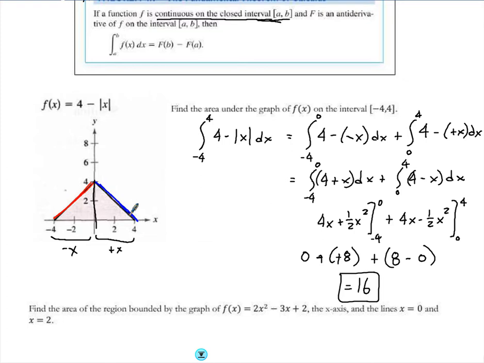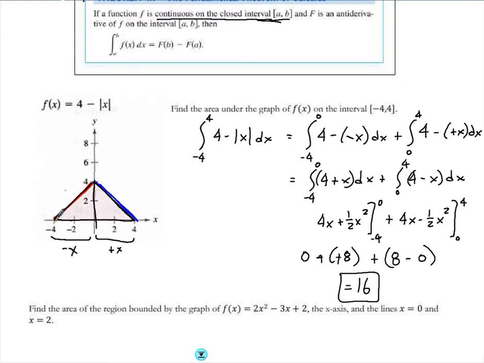Now, you can go about it that way, and follow the math to get to that result. However, when you look at this problem in its graphical form, when you look at the shape formed by the absolute value function and the x-axis, it looks, and it is, an isosceles triangle.